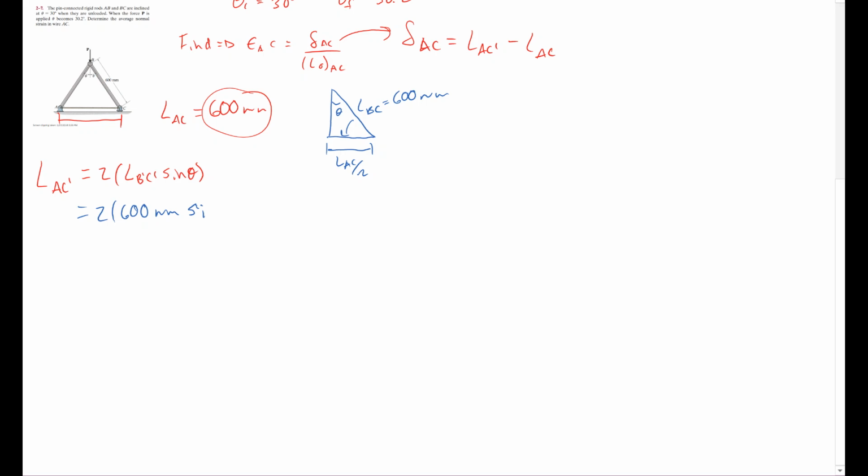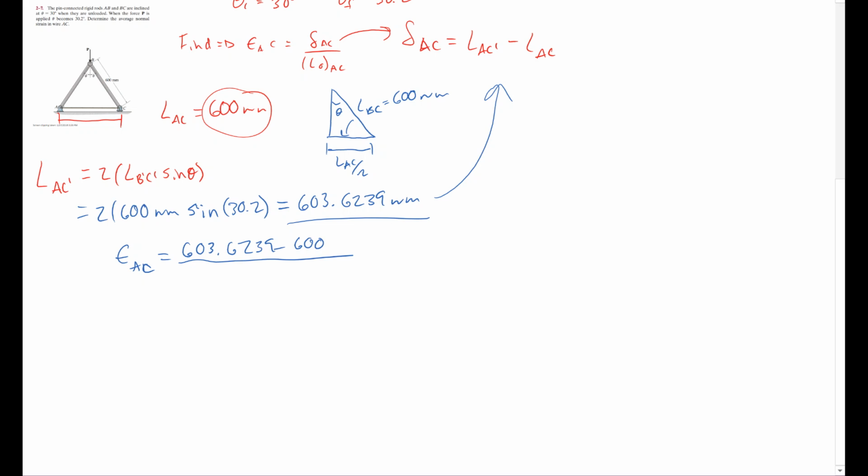And now we'll use our new theta, which is 30.2. Solve that. We get that our new length of our cable AC is equal to 603.6239 millimeters. That's our new length. Go ahead and plug that back up here, getting our average normal strain for that cable. Just write it all out, then divide by the original length.